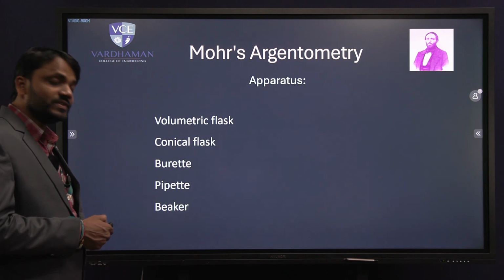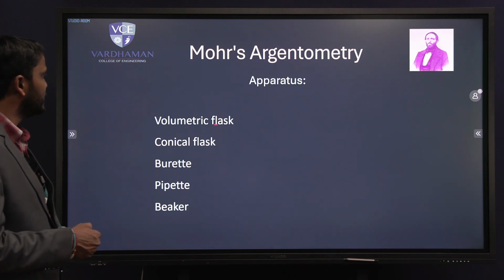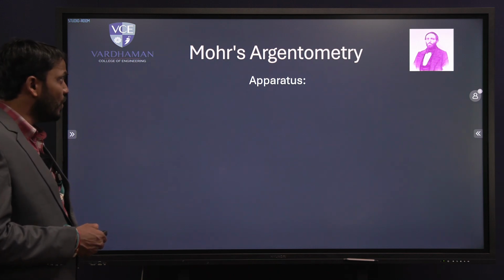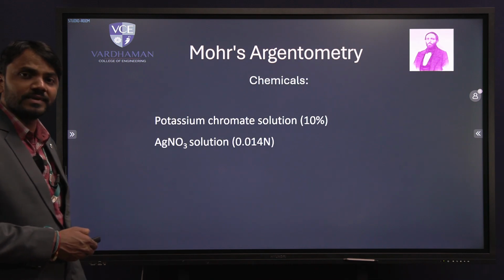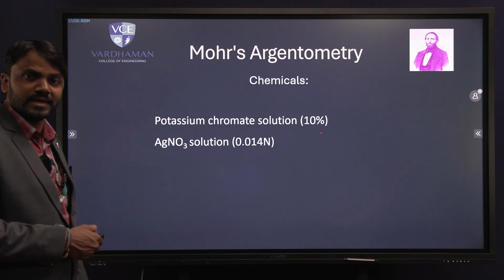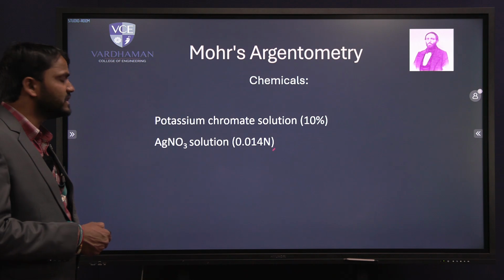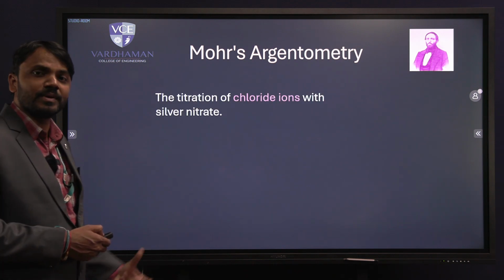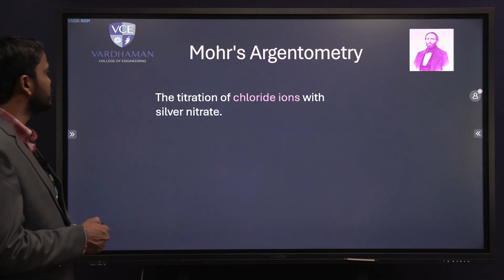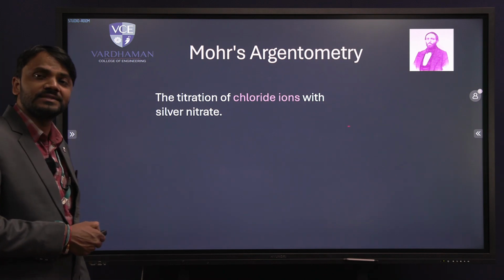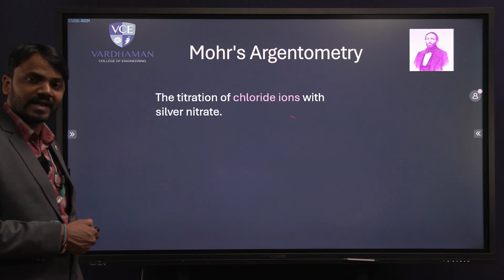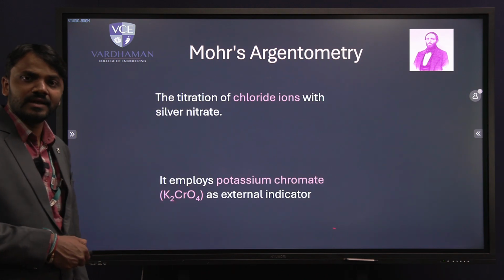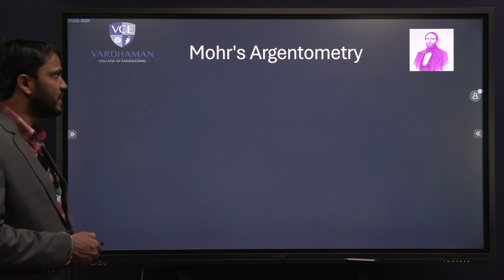So, what kind of apparatus do we require to perform the experiment? Volumetric flask, conical flask, burette, pipette, beaker. And what kind of chemicals do we require? Potassium chromate solution acts as an external indicator, and silver nitrate solution acts as the titrant for this experiment. Mohr argentometry is most commonly used for finding the concentration of chloride ions in a water sample using silver nitrate. It employs potassium chromate as an indicator, which we have to remember.